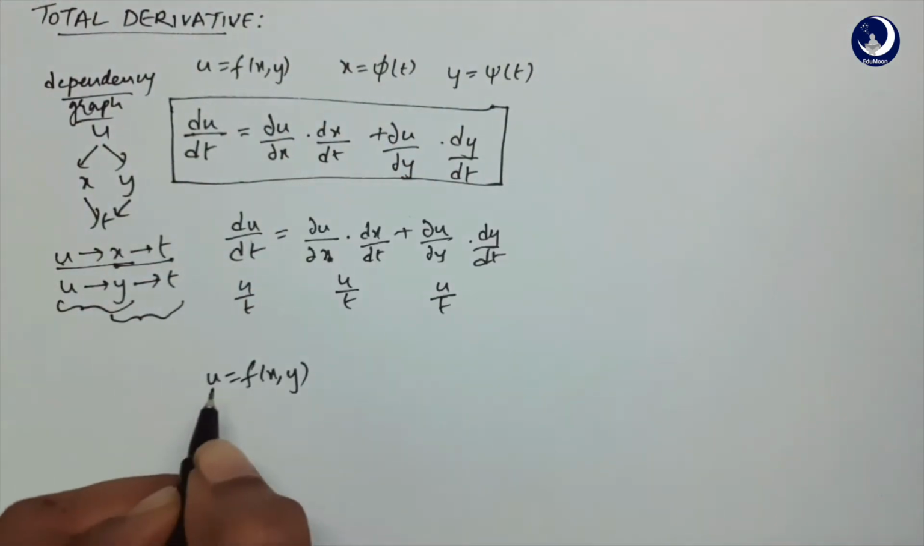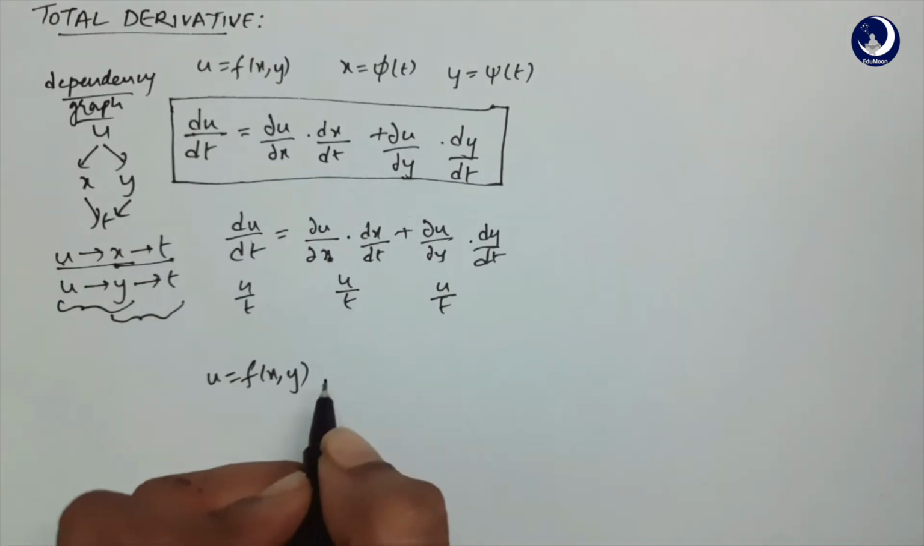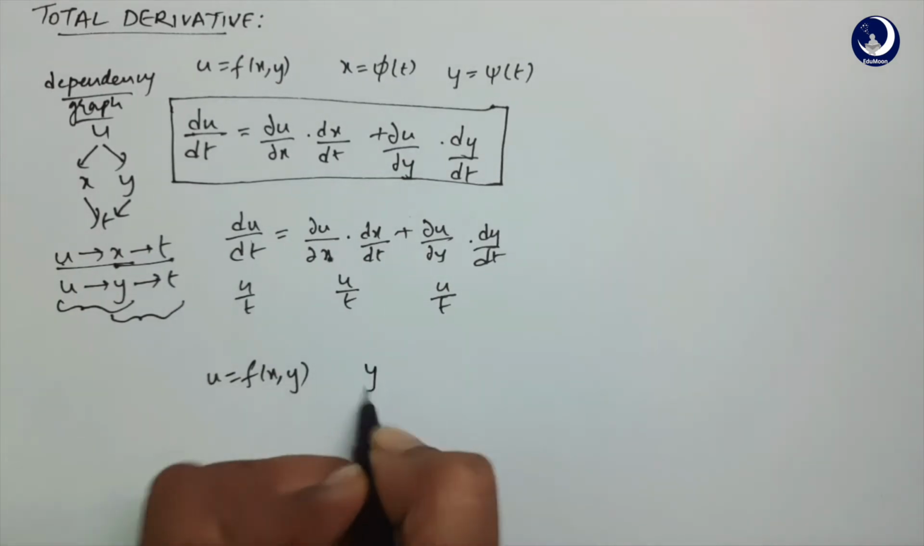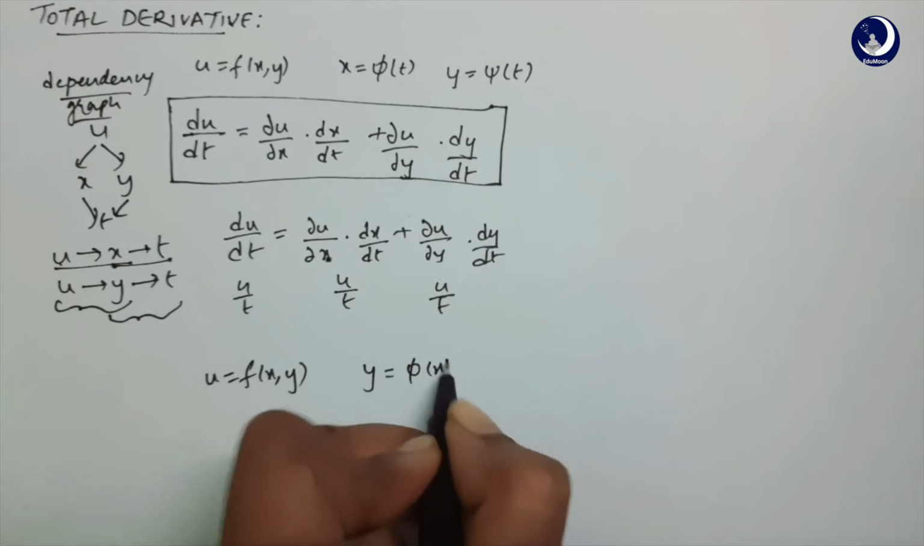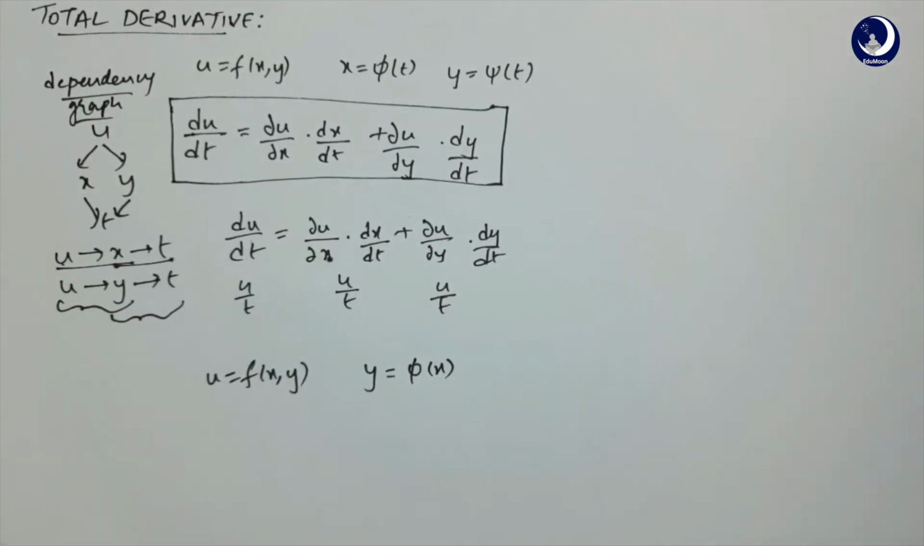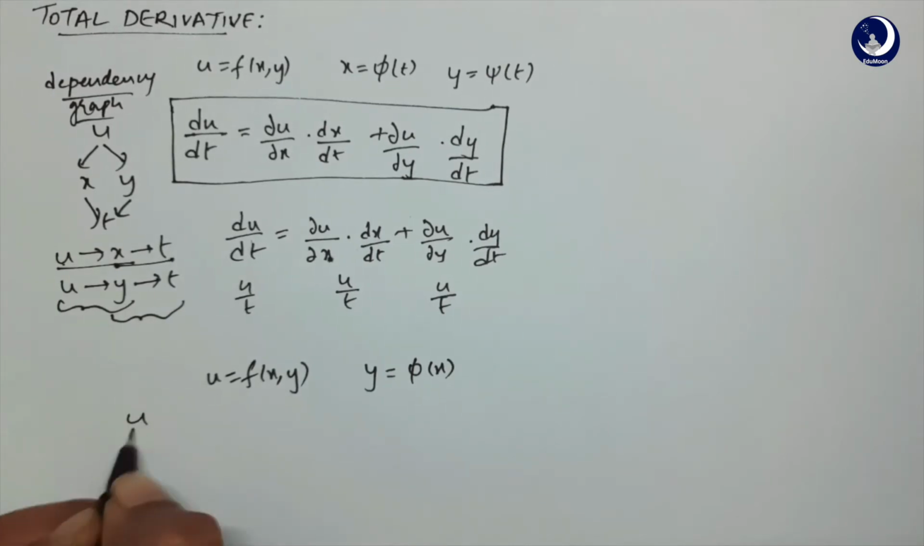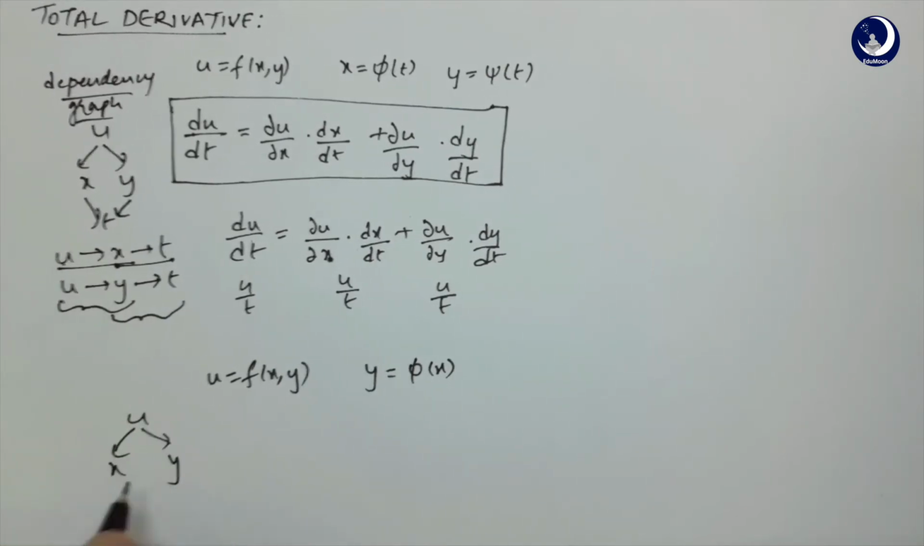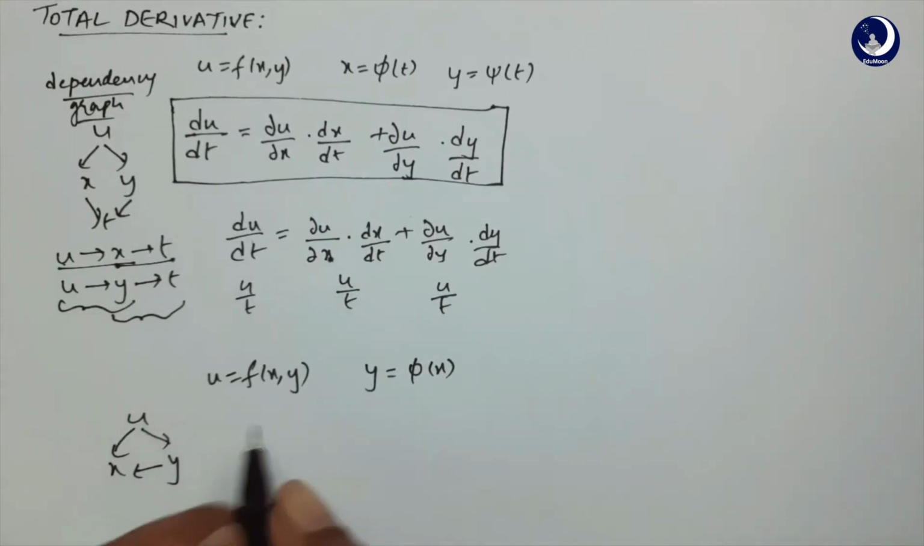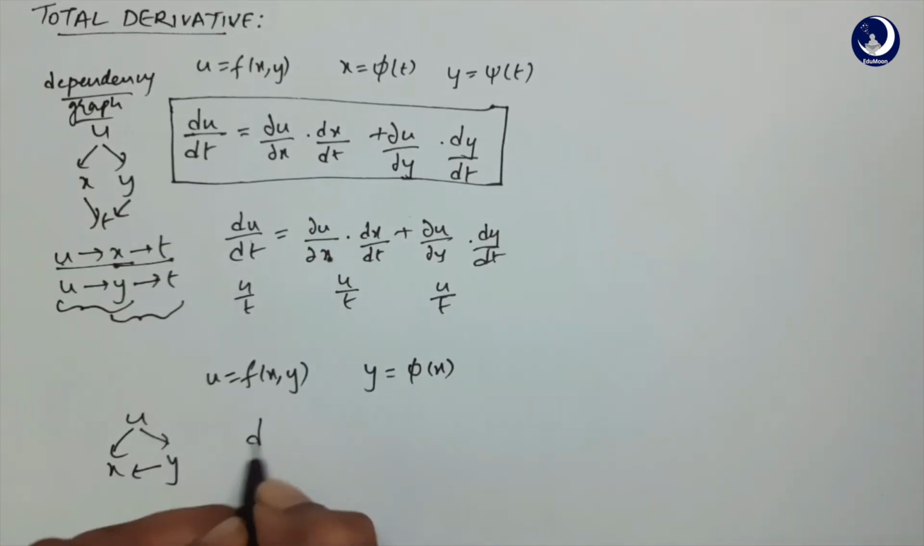Now let's take another case where u is a function of x and y, and y is a function of x, and x is also a function of x. It doesn't depend on some other variable. So what will our dependency graph be? u depends on x and y, and y depends on x. And now they ask us du by dx. How do we find that out?